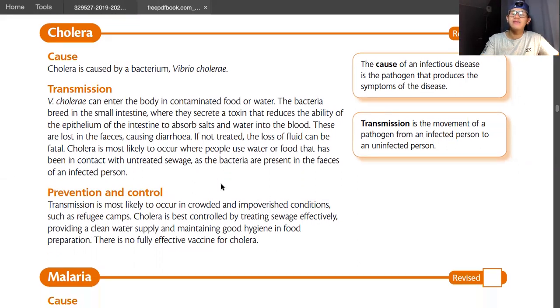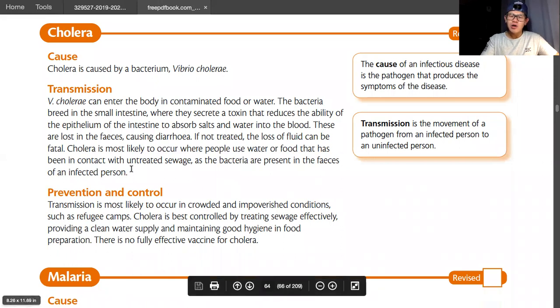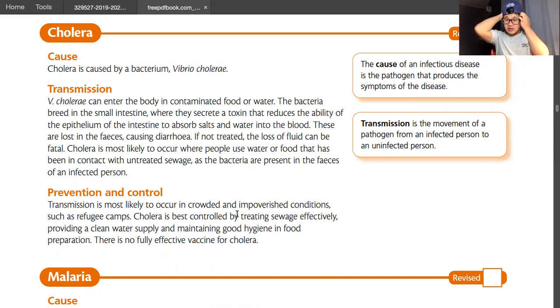Okay, and the thing with cholera is there is no fully effective vaccine for cholera. So you can't have any vaccine. Unlike COVID-19, where we have the vaccines going on, for cholera we don't have any vaccination program. It's simply because it's actually very, very hard to target this microorganism, this bacterium.